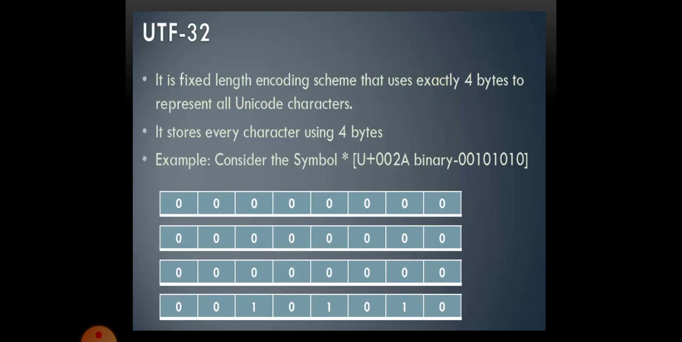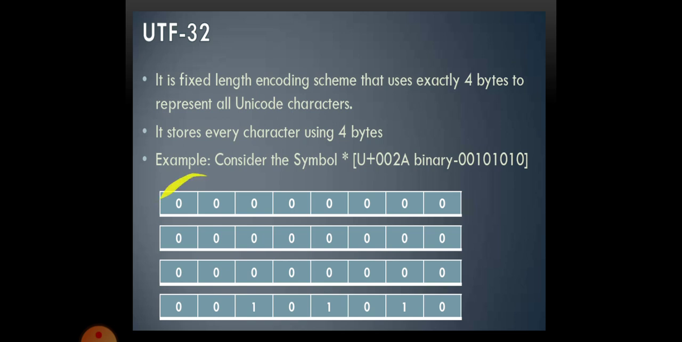My dear children, UTF-32 is a fixed length encoding scheme that uses exactly 4 bytes to represent every Unicode character. It stores every character using 4 bytes. 4 bytes means, since 1 byte is equivalent to 8 bits, 32 bits. For example, consider the symbol U+002A. Its binary is 00101010.